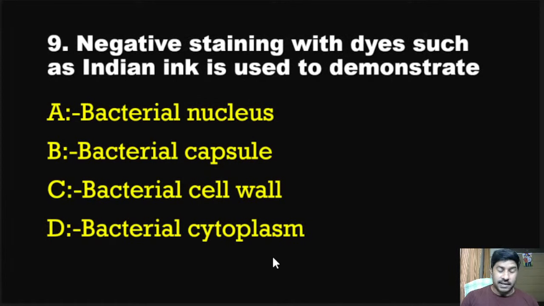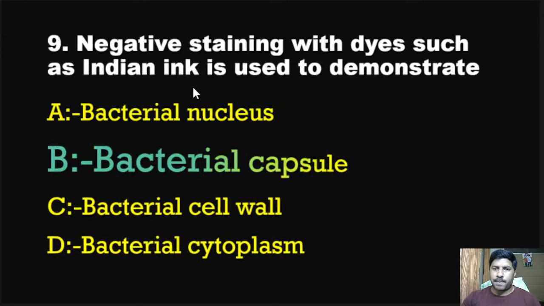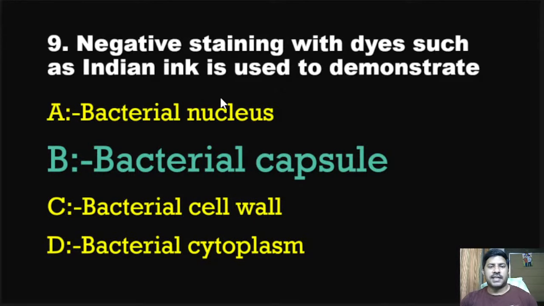Correct answer. Next question. Negative staining with dyes such as Indian ink is used to demonstrate bacterial nucleus, bacterial capsule, bacterial cell wall, or bacterial cytoplasm. Here, correct answer is bacterial capsule. The negative staining is used to identify the bacterial capsule.